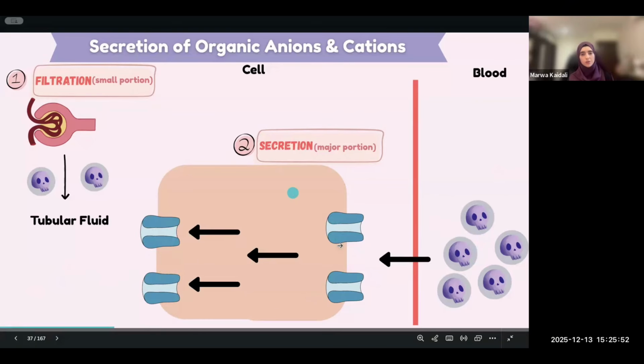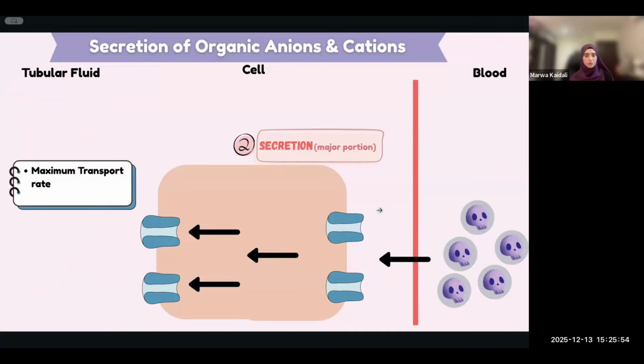Now, the problem with these channels is that they have a maximum transport rate. What this means is that over time they can get saturated, so they cannot excrete all of the metabolites that we have in our body. This is why sometimes you hear stories of people who take too many drugs, and they cannot metabolize or excrete those metabolites. They tend to accumulate, and it can be very fatal. So these channels have a maximum transport rate.